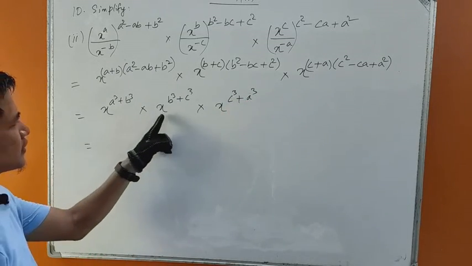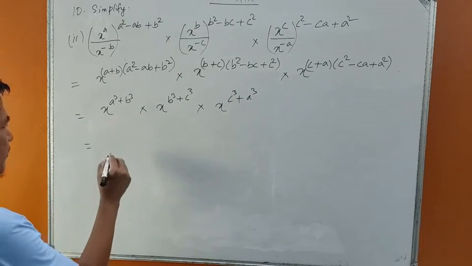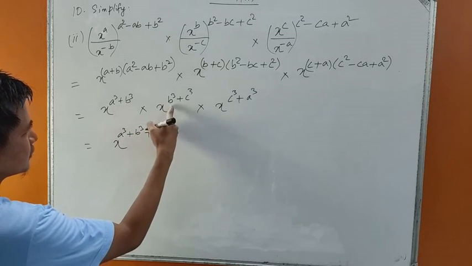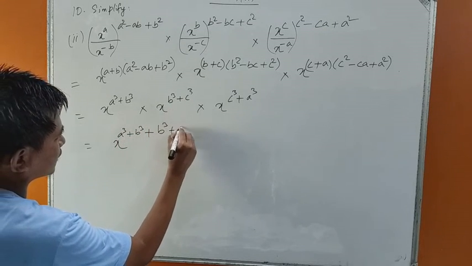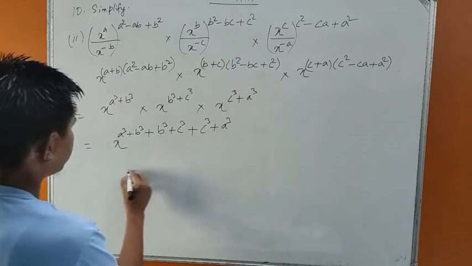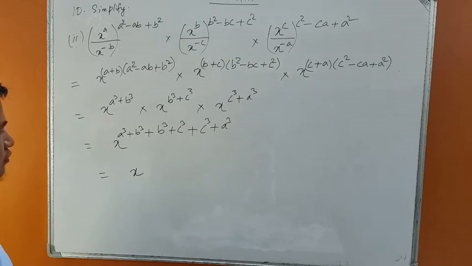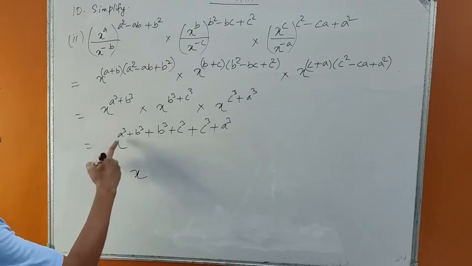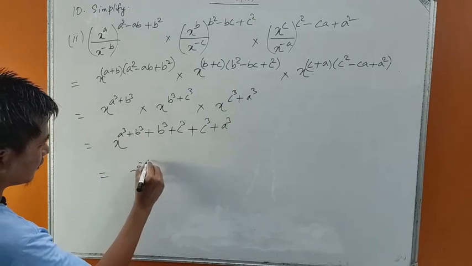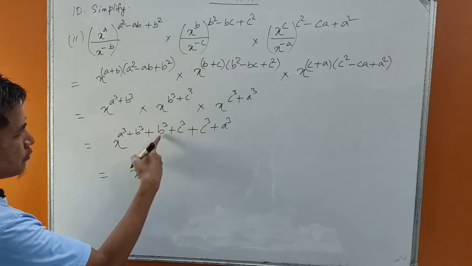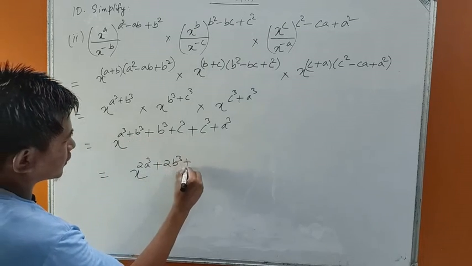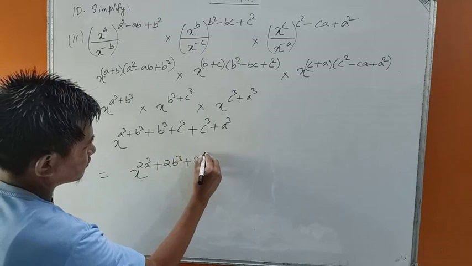So the bases are same, x, x and x, so power will be added, x to the power a cube plus b cube plus this power b cube plus c cube plus this power c cube plus a cube, isn't it? Powers will be added because the bases are same. So this gives us x to the power a cube and a cube plus a cube 2a cube, plus b cube 2b cube, isn't it, plus c cube 2c cube.